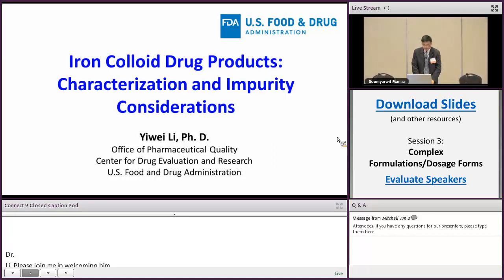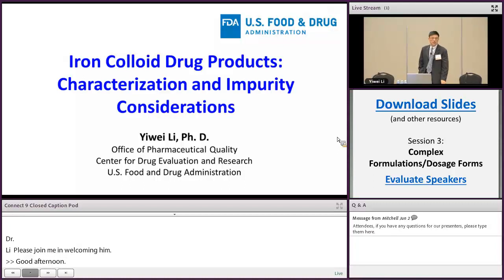So before I start, can I have a show of hands in the room for the people who have worked on the iron colloid drug products or thinking about doing that? Well, that's a lot of people. That adds a lot of pressure to me, I guess.